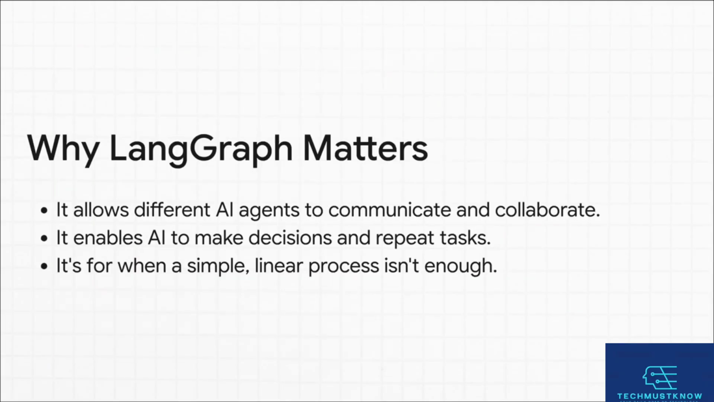And this is a total game changer. With LangGraph, you can build what are called agentic workflows. So imagine one AI agent is your researcher, another is a writer, and a third is an editor. They can all collaborate and pass a report back and forth until it's perfect. This is for those times when a simple if this, then that logic just isn't going to cut it.